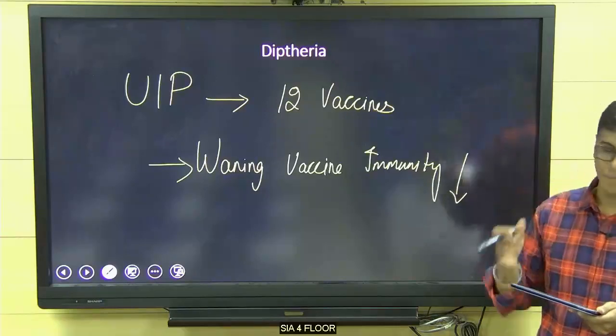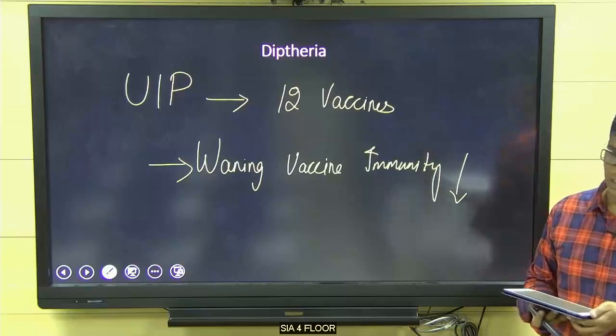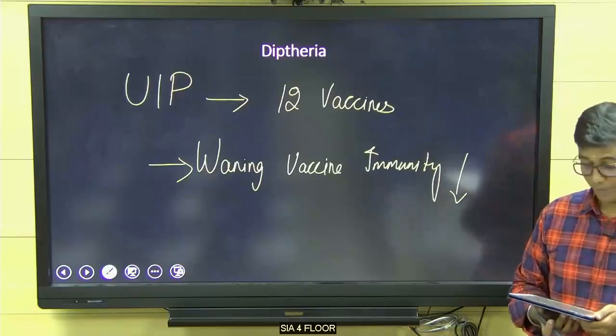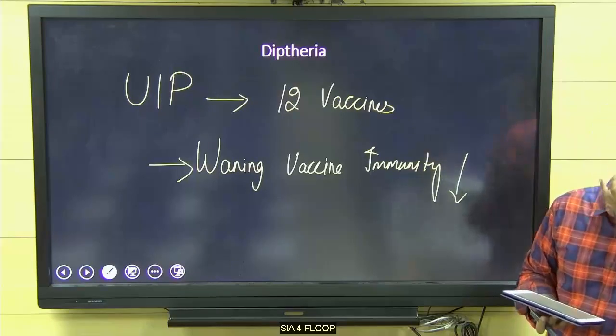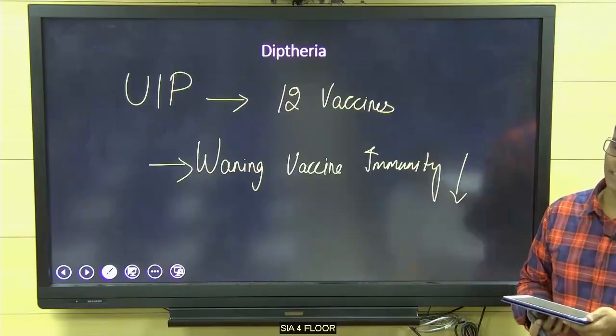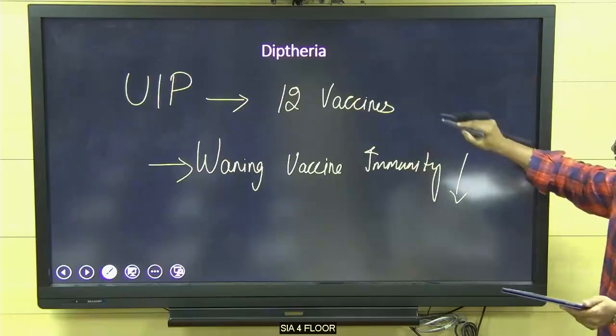Diphtheria causes upper respiratory tract infections. It's an infectious disease, and particularly it affects children. Right now, children are not affected, but adults are affected. So this was the case given about diphtheria in the last 2 years. And also there was one more mention about vaccine hesitancy.